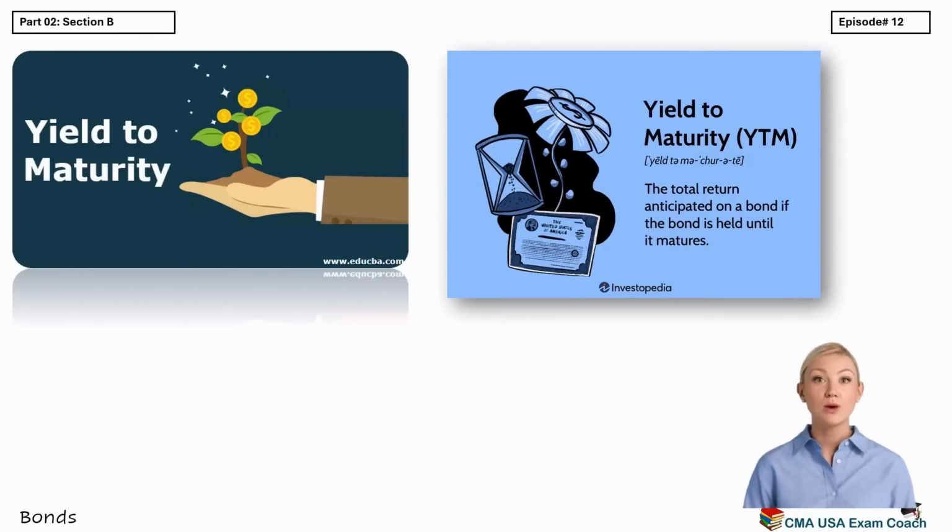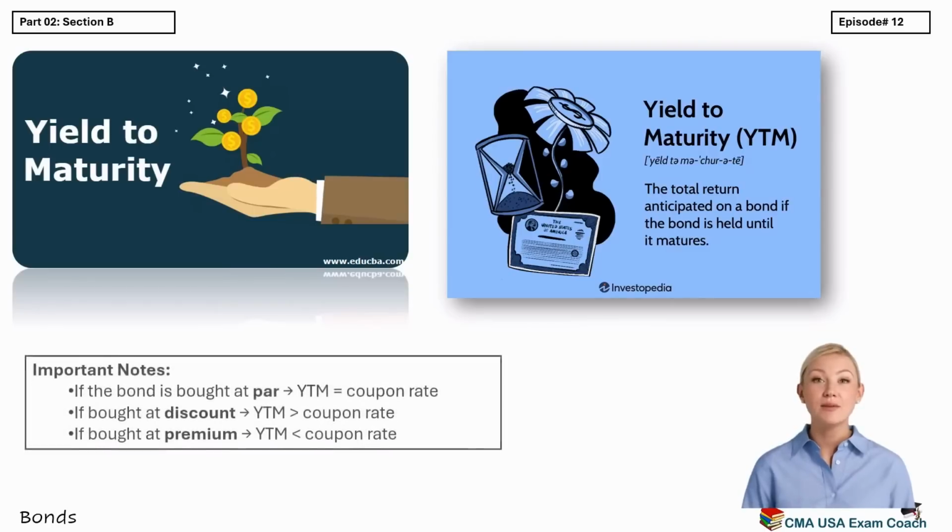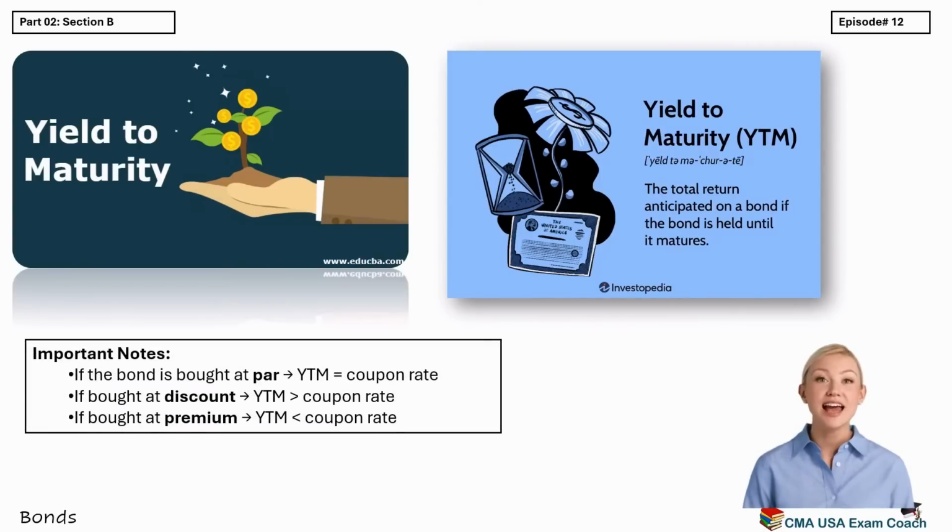In simple terms, YTM answers this question. If I buy this bond now and keep it until it matures, what will be my average annual return, considering both interest income and any gain or loss from buying the bond at a discount or premium? It's like the bond's internal rate of return, the interest rate that equates the present value of all future cash flows from the bond to the price you paid for it. YTM includes periodic coupon payments you'll receive, principal repayment at maturity, the current purchase price of the bond, the time to maturity of the bond.